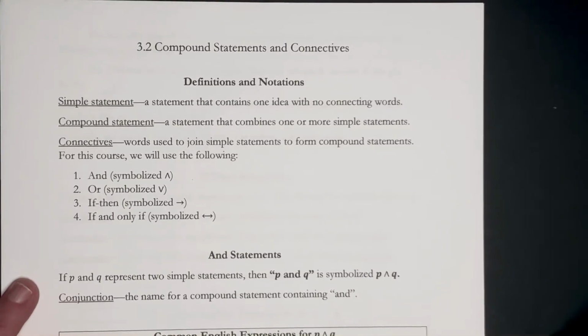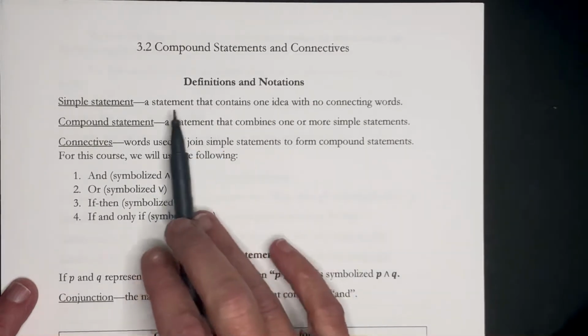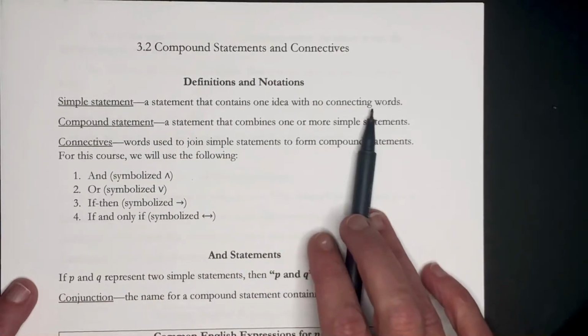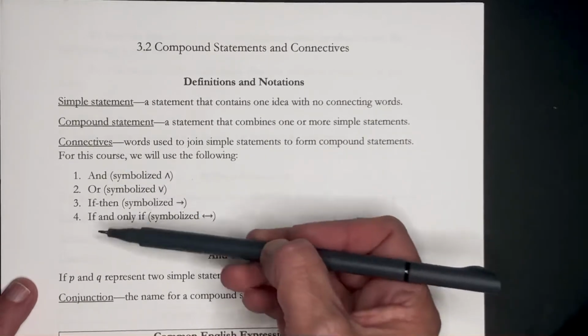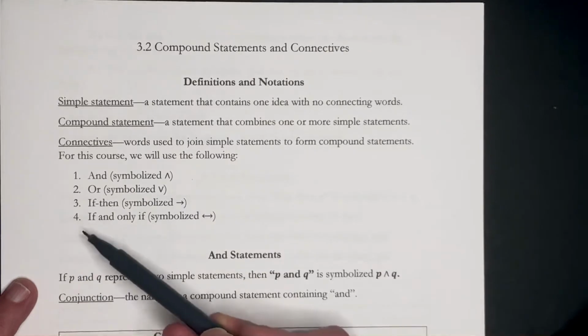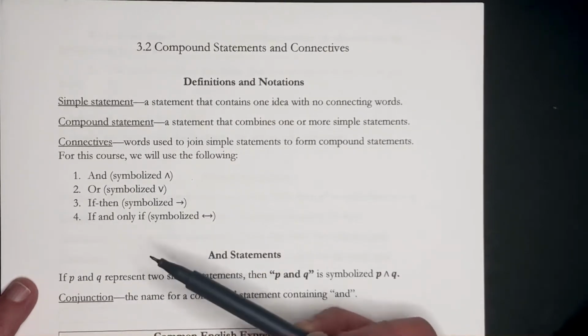This is section 3.2, compound statements and connectives. In this section, we're going to learn about a lot of different ways to combine simple statements, which is a statement that contains one idea with no connecting words. And our connecting words are things like and, or, if then, and if and only if.